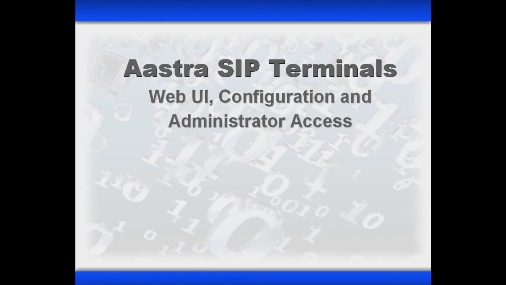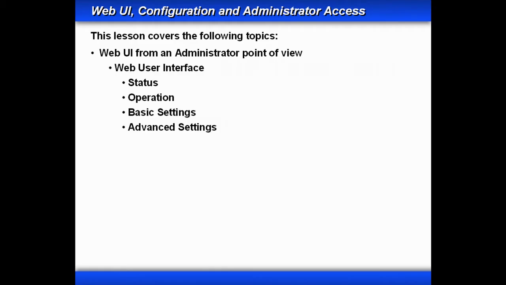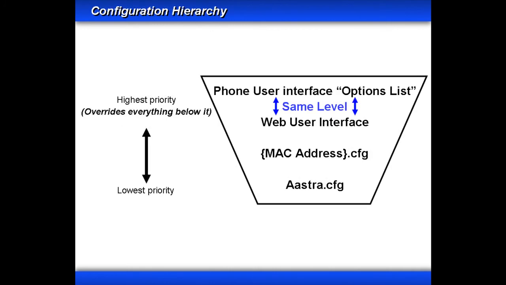Welcome to this lesson on the AstroSIP terminals, web user interface, configuration, and administrator access. In this lesson, we'll open the web user interface, and we'll take a look at it from the administrator's point of view. We'll take a detailed look at the parameters that are under the following headings: Status, Operations, Basic Settings, and Advanced Settings. There are four ways to configure the phone.